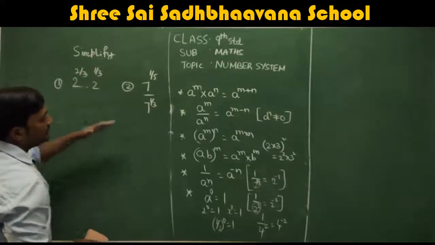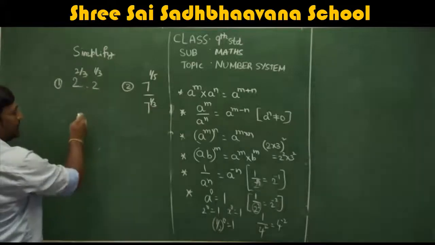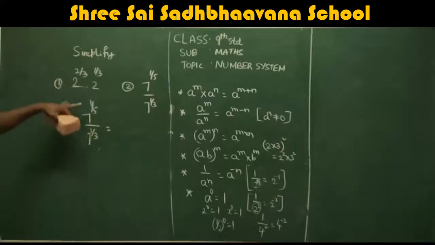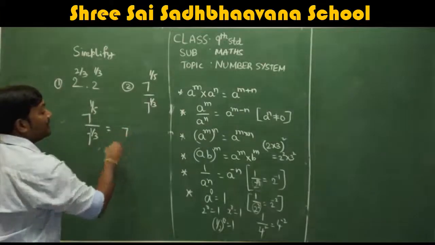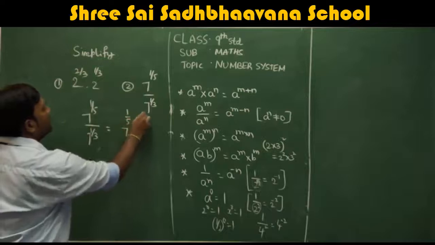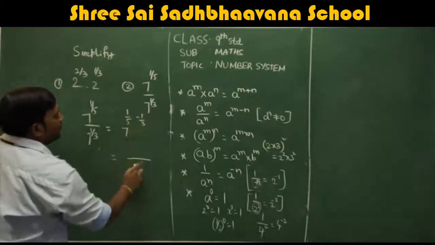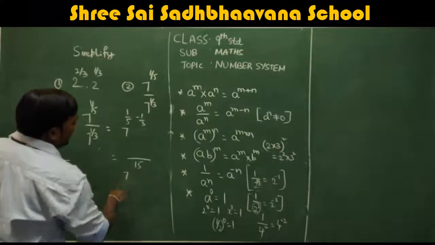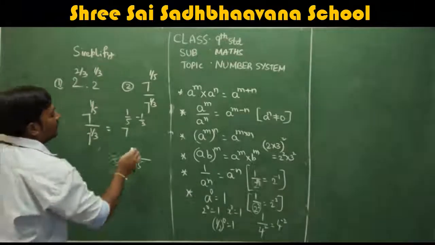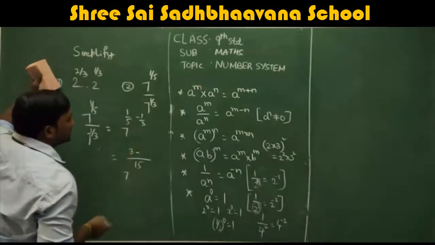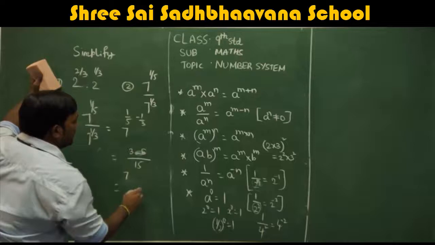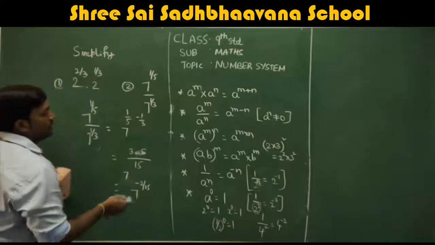Let me do the next one, which comes under this type. 7 power 1 by 5 divided by 7 power 1 by 3. These two bases are the same. So a power m by a power n should be a power m minus n, meaning 1 by 5 minus 1 by 3. So what is the LCM of 5 and 3? Isn't it 15? LCM of 5 and 3 is 15. I hope you know how to find LCM. 5 3s are 15, and 3 5s are 15. So you will get 7 power minus 2 by 15. So that is the answer.